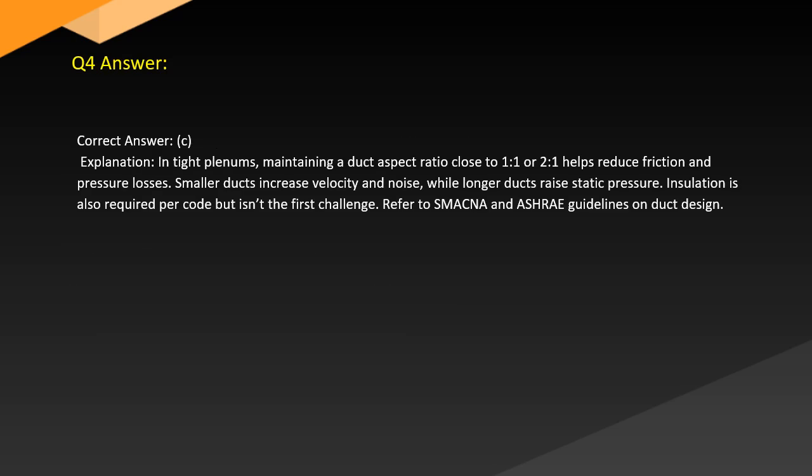Answer. Correct answer: C. Explanation. In tight plenums, maintaining a duct aspect ratio close to 1 or 2.1 helps reduce friction and pressure losses. Smaller ducts increase velocity and noise, while longer ducts raise static pressure. Insulation is also required per code, but isn't the first challenge. Refer to SMACNA and ASHRAE guidelines on duct design.